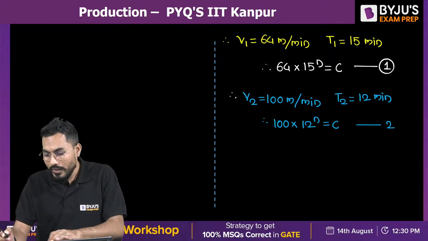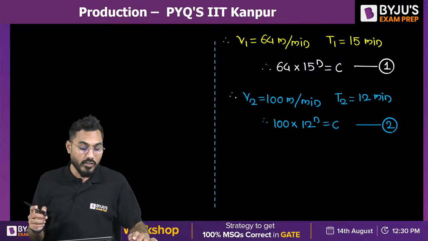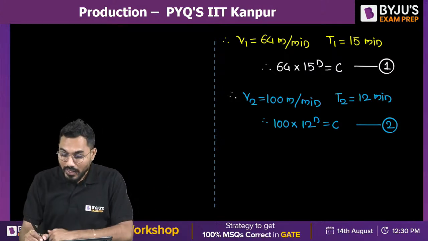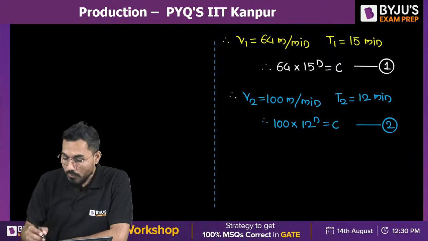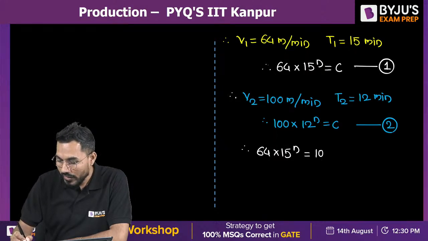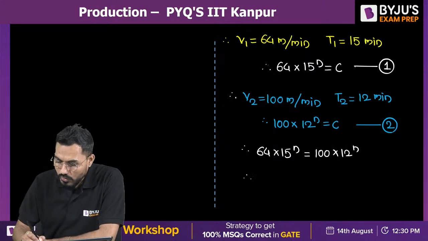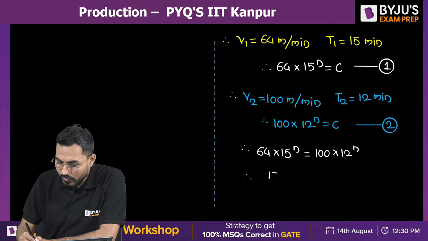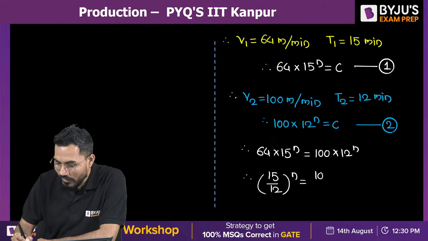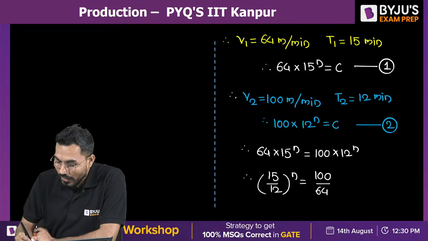Now you compare equation number 1 and 2. You equate them because C will remain the same, since the cutting conditions are the same. By comparing equation 1 and 2, I'll say 64 into 15 to the power of n is exactly equal to 100 into 12 to the power of n. Now take 64 to the right hand side: 15 divided by 12 raised to the power of n is exactly equal to 100 divided by 64. Take log of both sides, and then you will calculate the value of n.